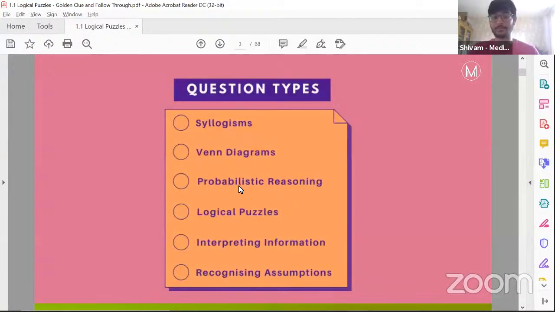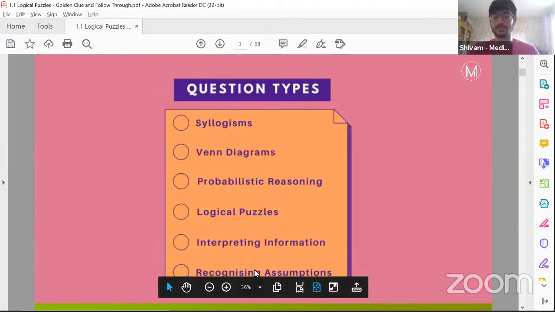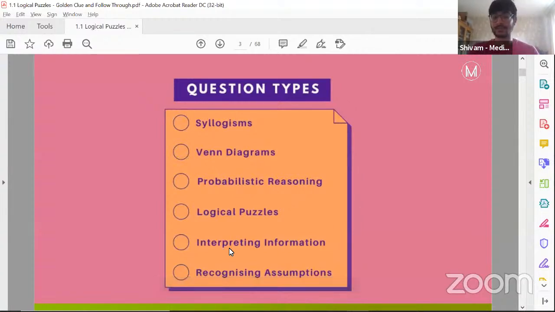Filling in Venn diagrams, probabilities, again, logical puzzles, interpreting information and recognizing assumptions. Okay, I'm not going to go into all of this, but at least if you can start to understand, you know, these are the six types of questions that you will get in decision making. So now you can start really focusing your revision around these six topics.